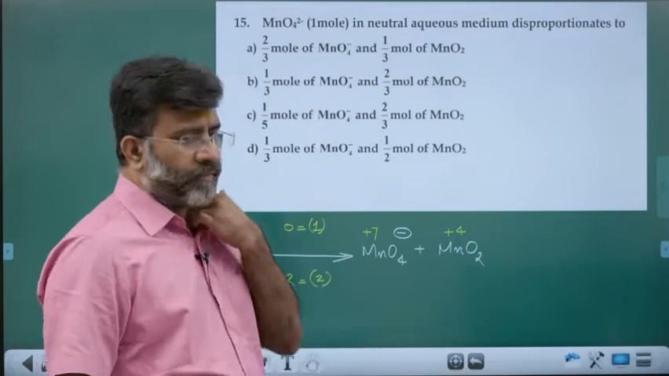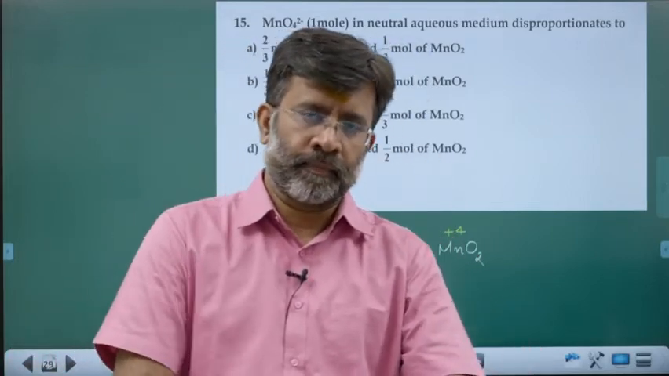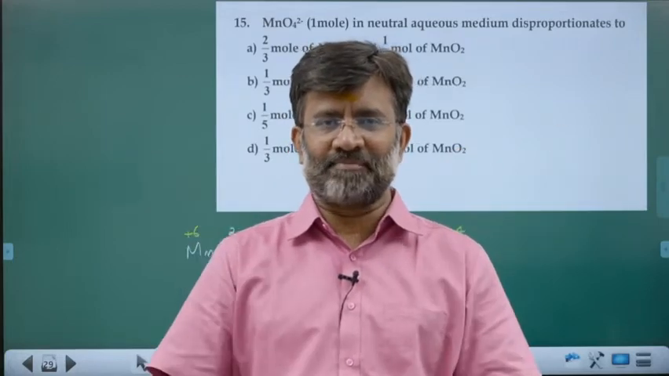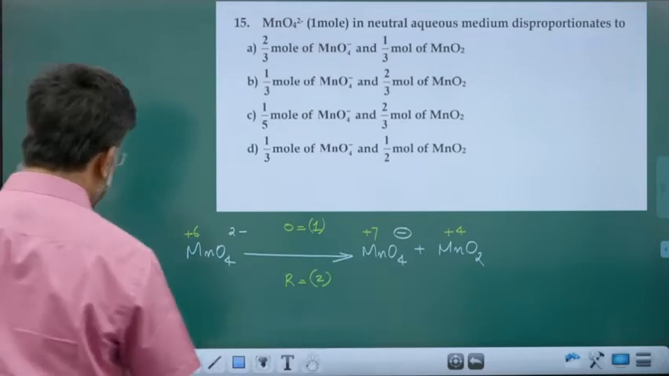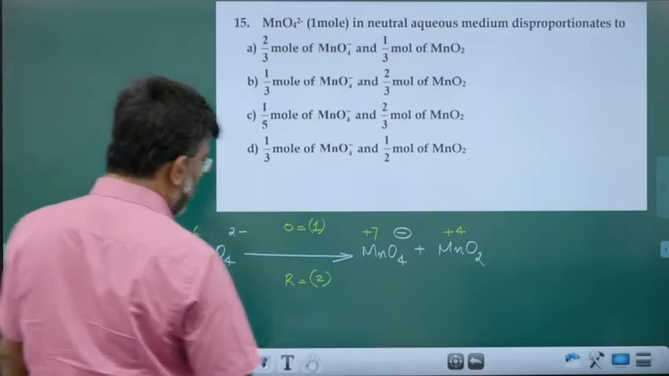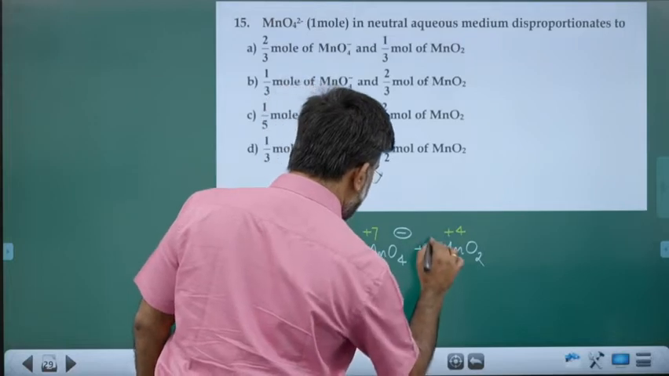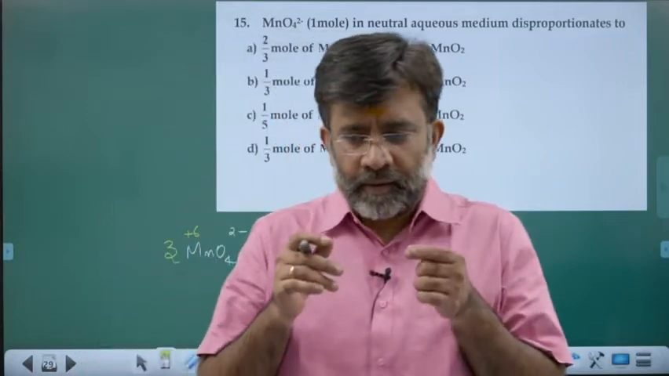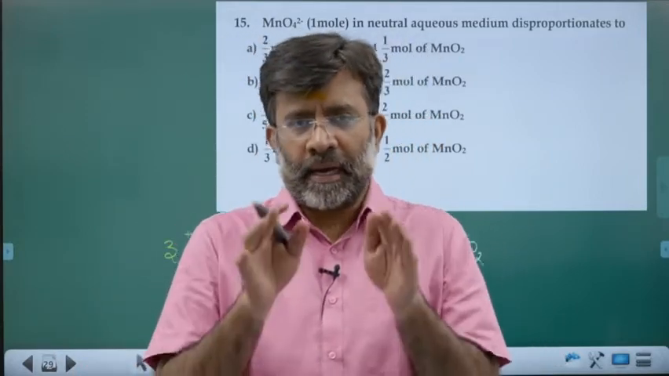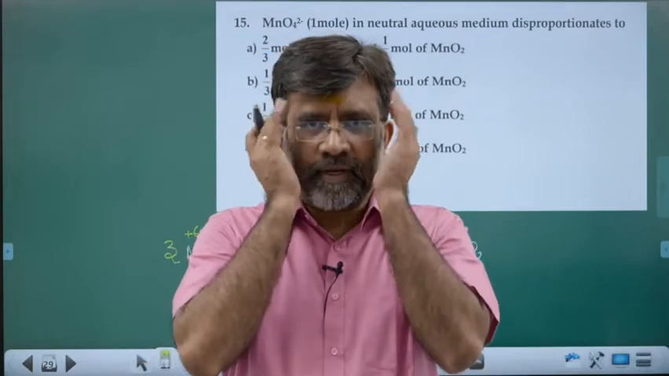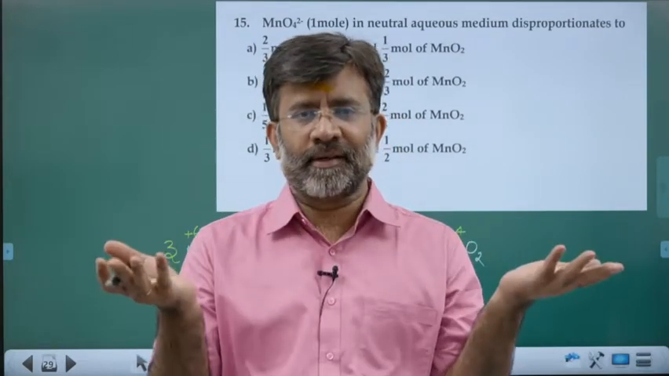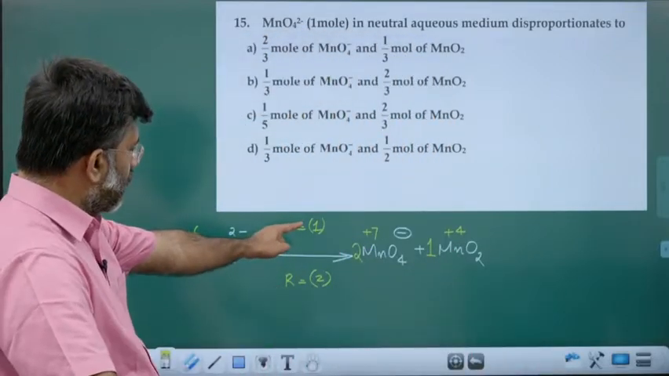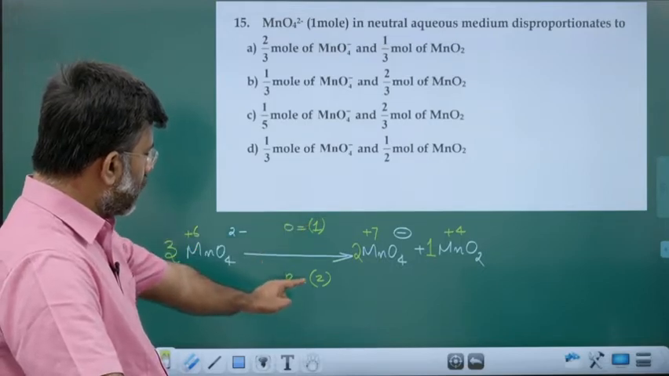So in oxidation, 1 electron is lost. In reduction, 2 electrons are accepted. Now the matter is very simple. I'm going to give 3 here, and I'm going to give 2 here, and I will give 1 here. See, this is the disproportionation reaction. Balancing a disproportionation reaction is a very simple logic: how much lost, how much gained. Balance that. You see, oxidation, 1 electron lost. Reduction, 2 electrons gained.